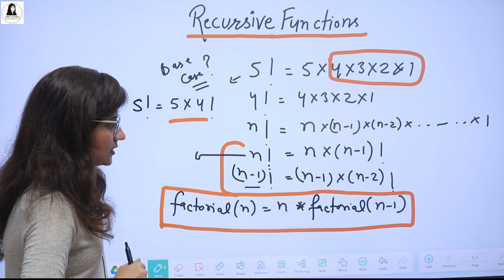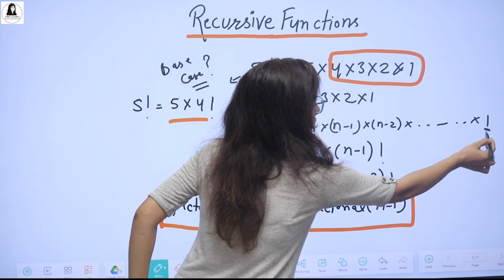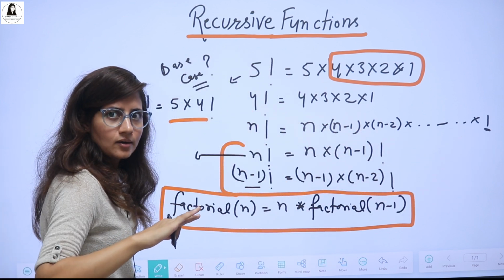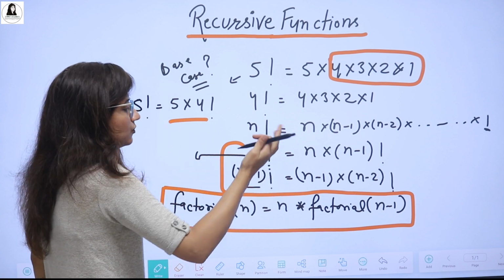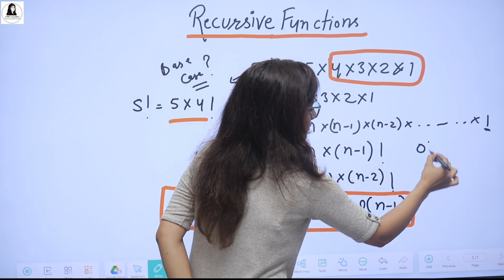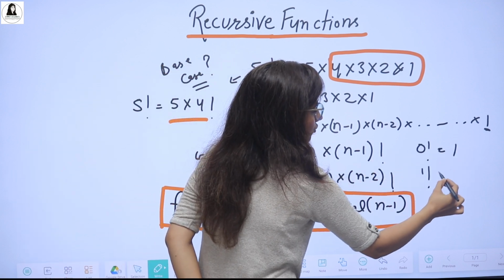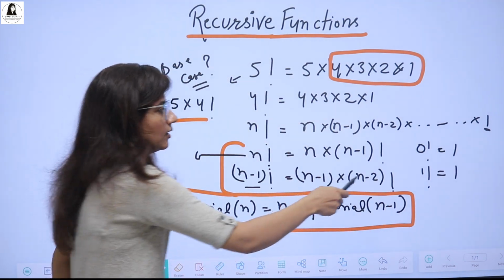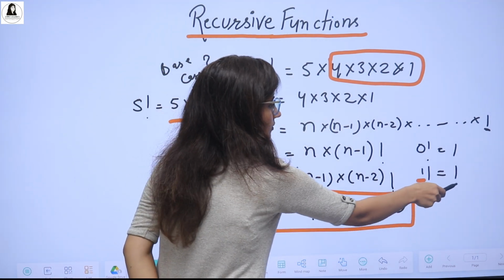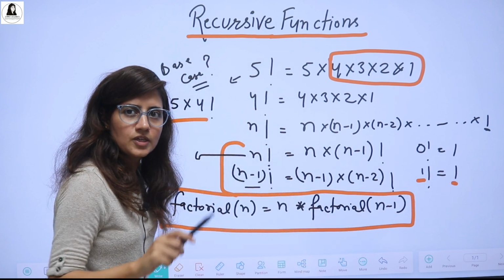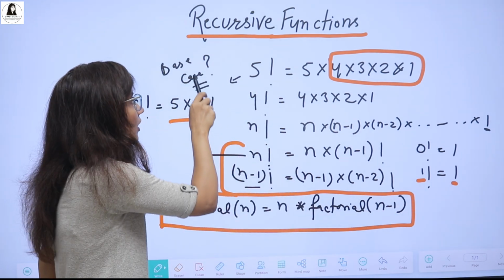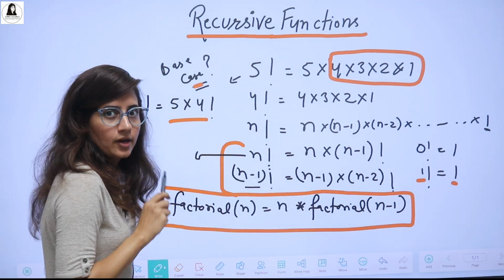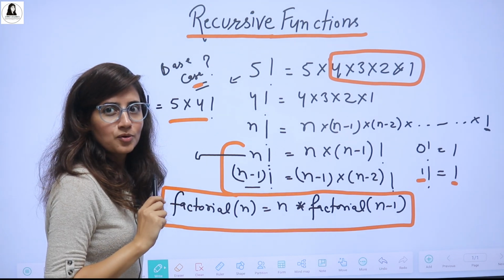Now what is the base case here? We are going to stop once we reach 1, right? And by definition we know 0 factorial is 1 and 1 factorial is also 1, right? So once the number reaches 1, just stop. This is the base case. So you have to write this case to stop that recursion in the program. So now pause the video and write down this program.